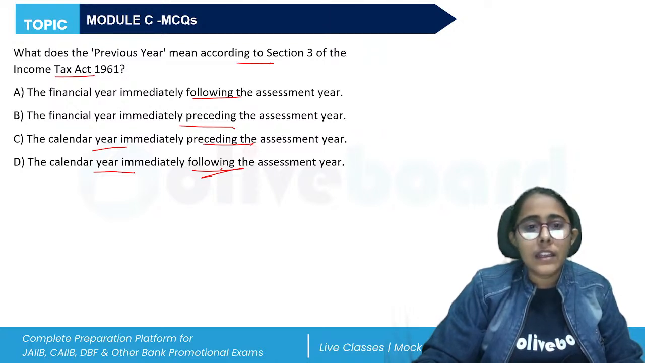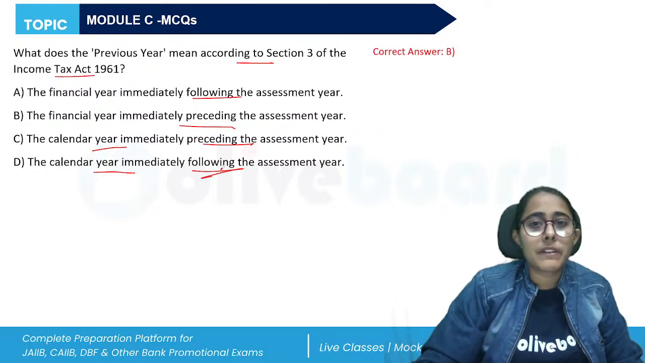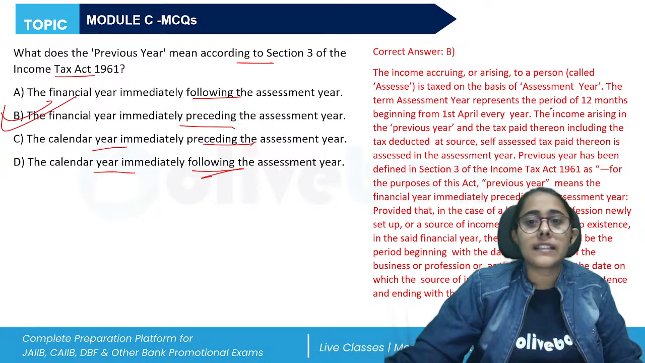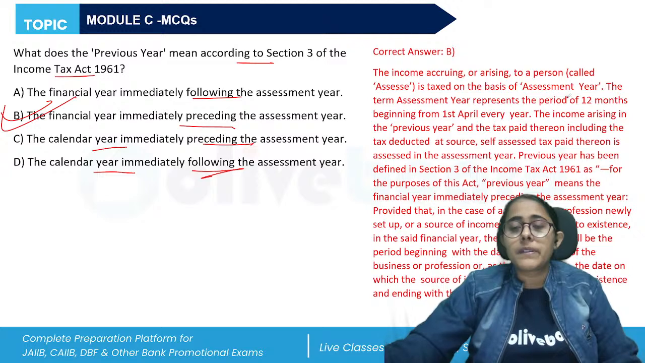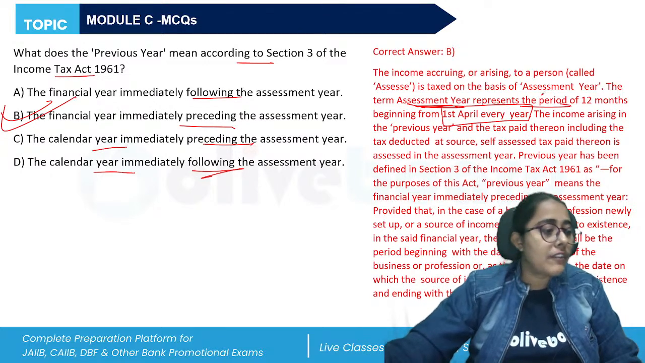So herein the assessment year and the previous year is given, and the definition of previous year is the financial year that is immediately preceding the assessment year. So it represents the period of 12 months beginning from 1st April every year. This is the assessment year, and the preceding year will be the immediate 12 months before that.